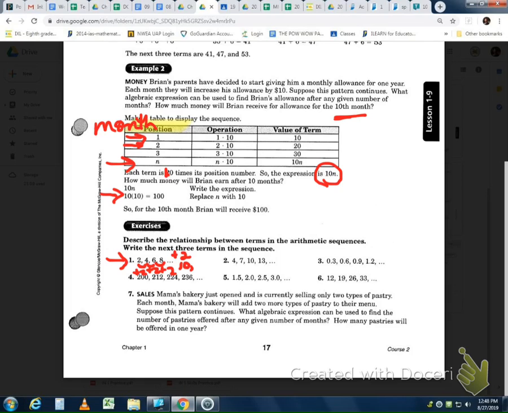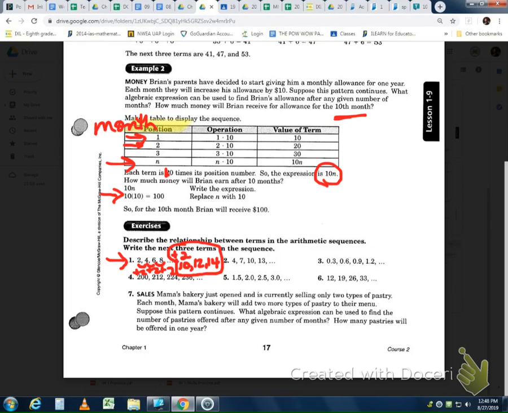10, and then 12, and finally 14. So the answer to get the description is to add 2, and then the next 3 terms are 10, 12, and 14.